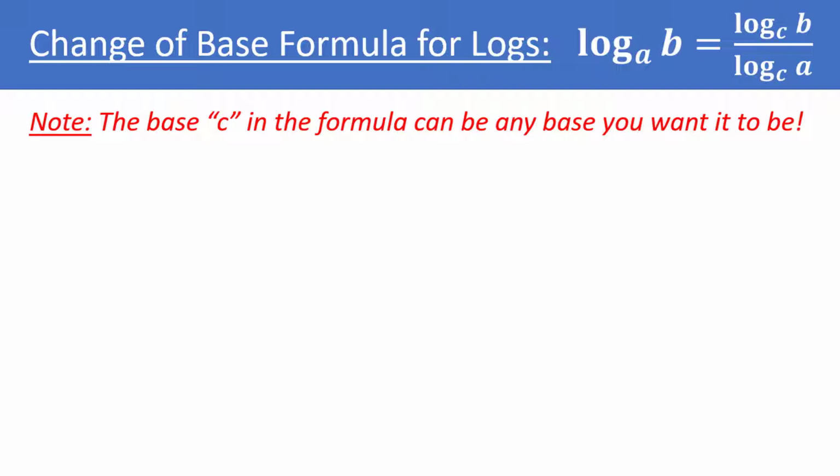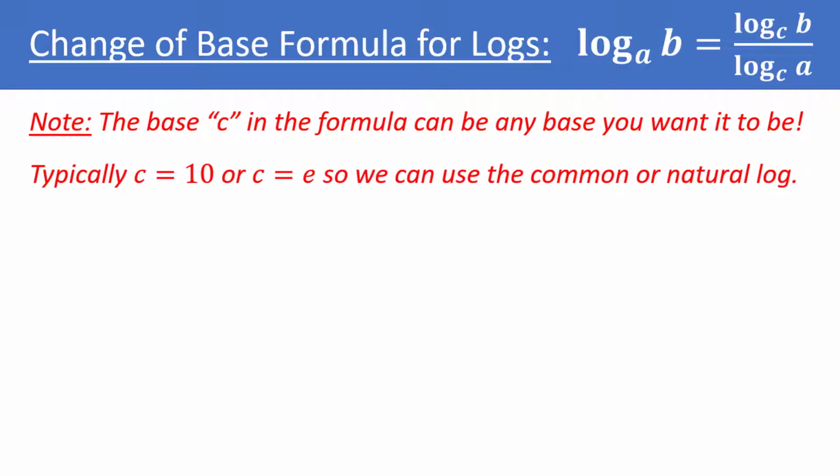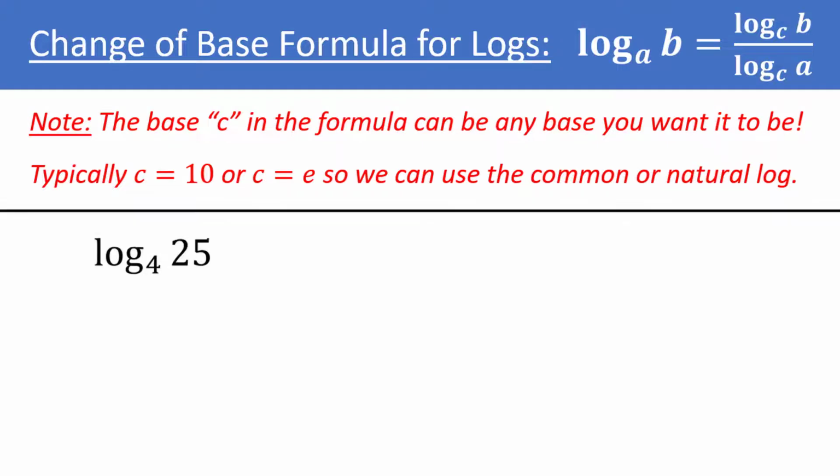So why is this useful for us? Well, it means we can rewrite any log with any base as the ratio of two logs with a base that our calculator has, such as base 10 or base e. So we typically let c equal 10 or e, so that we can use the common log or natural log keys on our calculator. Take, for example, log base 4 of 25.